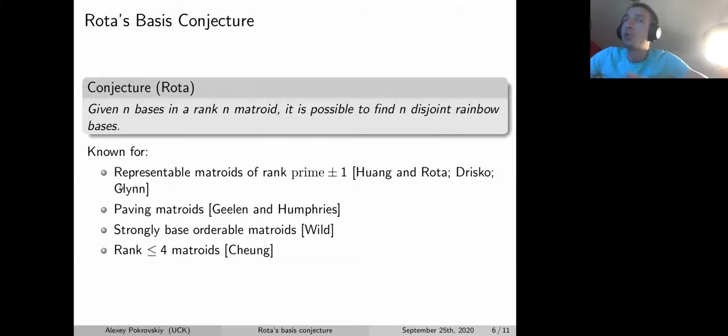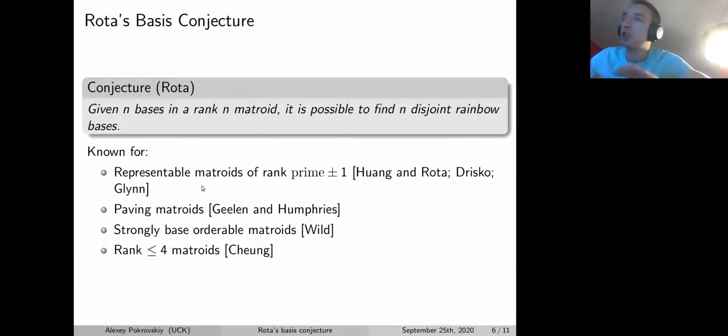So first, one approach towards the conjecture is to prove it for some special natural classes of matroids, and there's been work here. There's one result which I'll highlight, which is that we know it for representable matroids whose rank, so this number n, is a prime number plus or minus 1. This is done in a combination of works.